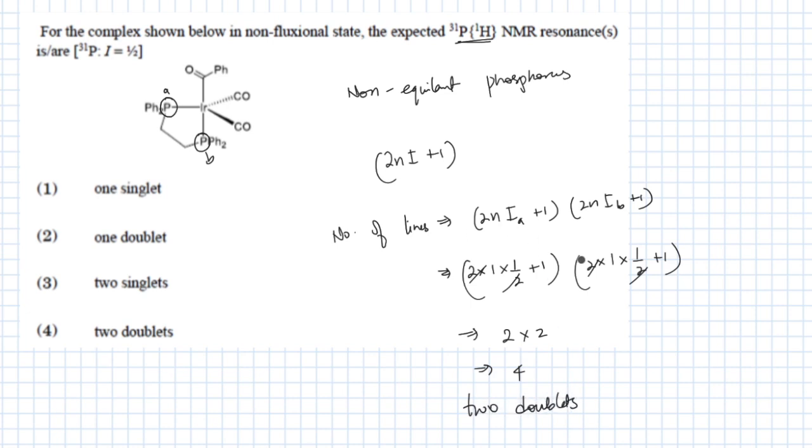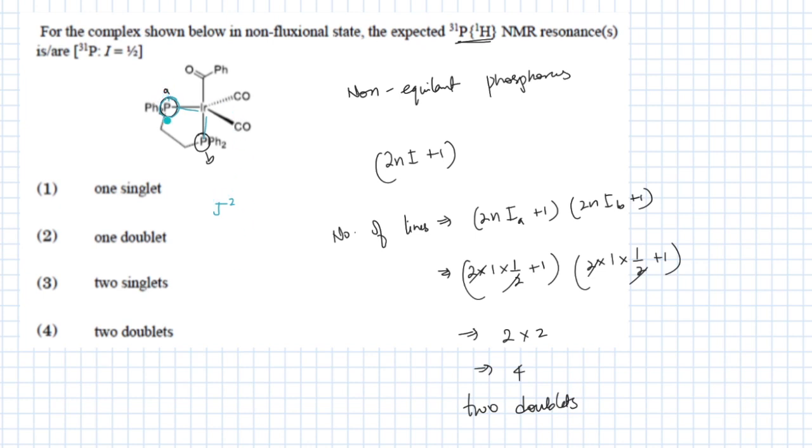Okay, a doublet because of this and a doublet because of this. Now try to understand how the peak is going to be represented. Talking about the spectrum, how exactly is it going to look? We'll consider phosphorus A first of all. This phosphorus A will get split because of phosphorus B, because they are just 2 bonds away from each other. So this will be J2 coupling.